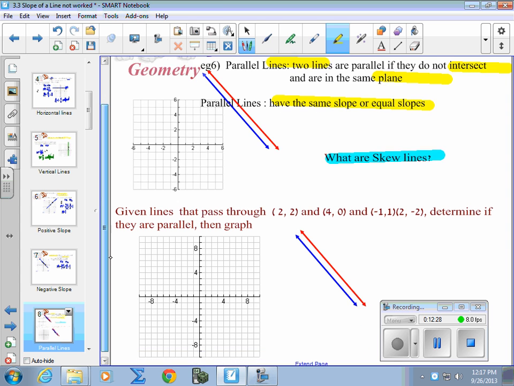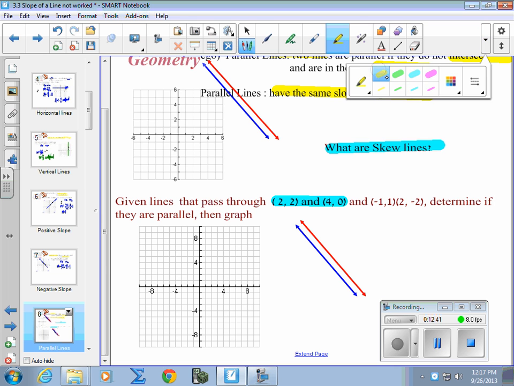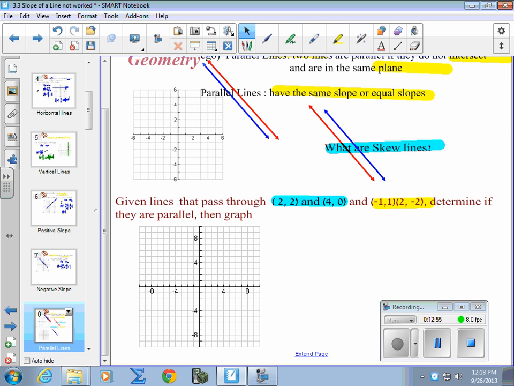So the example that I have up here says, given the lines that pass through the points 2, 2, and 4, 0, and pass through the points negative 1, 1, and 2, negative 2, determine if they are parallel. To determine if they're parallel, what we want to do is compare the slopes. So that means we have to find each one of these slopes.